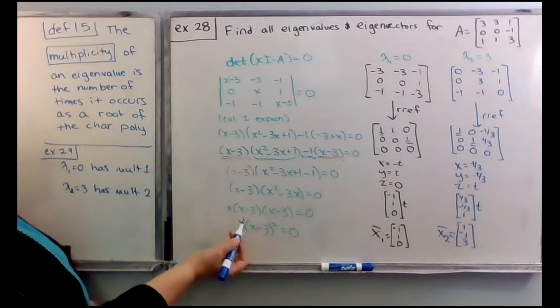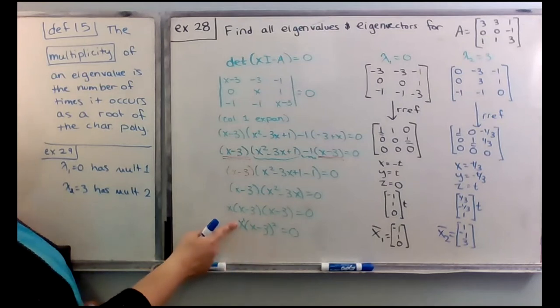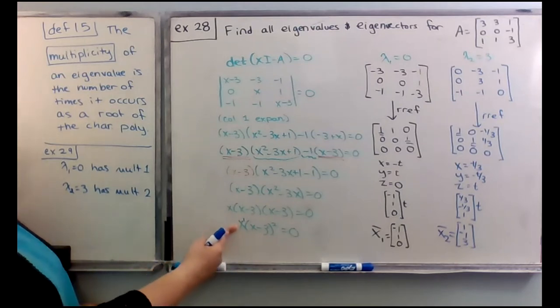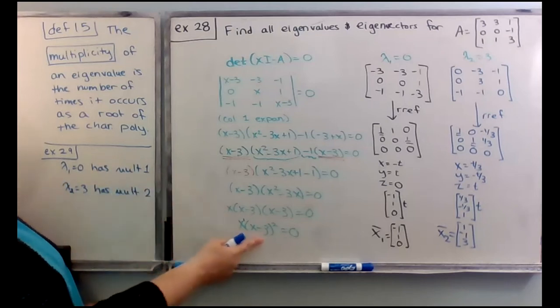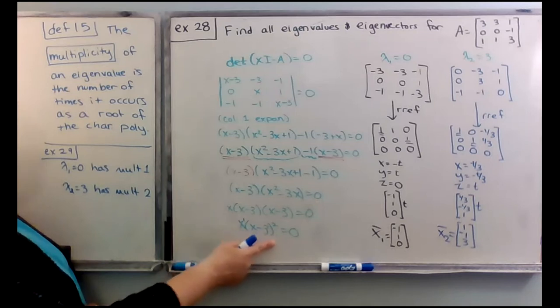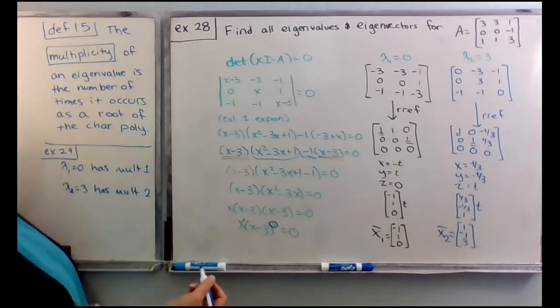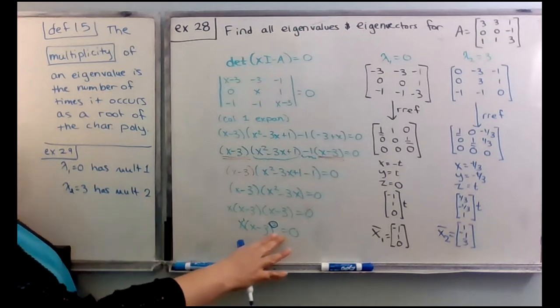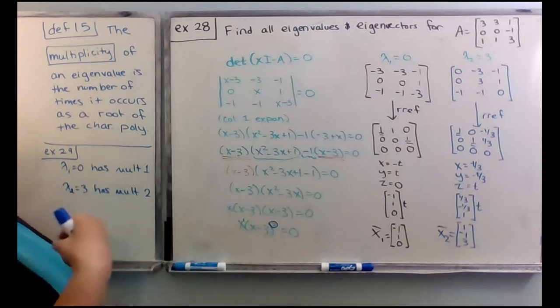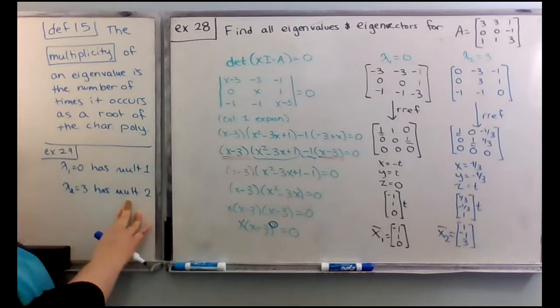The x is a factor 1 time, so that's why x, which corresponded to lambda 1 of 0, has a multiplicity of 1. And x minus 3 is the factor corresponding to the lambda value of 3, happened twice. So that's why it has a multiplicity of 2. So whatever the exponent is, assuming you've grouped everything properly, that's going to be the multiplicity.